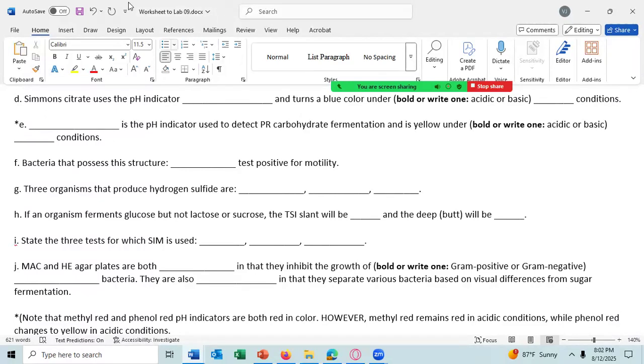I lost my mouse. I don't know why. Oh, there it is.